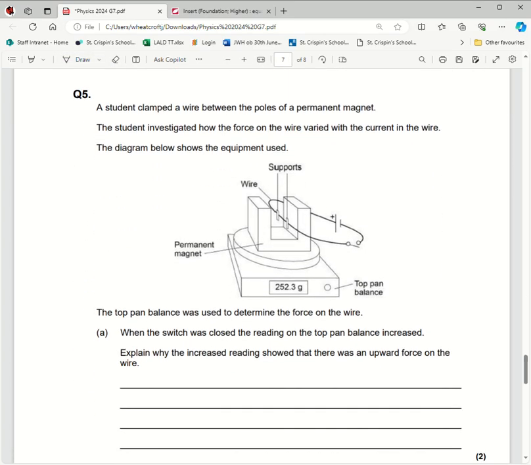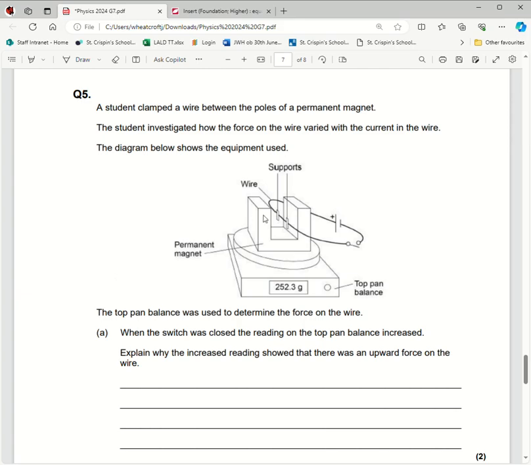Alright then, on to the last question. So it says a student clamped a wire between the poles of a permanent magnet. The student investigated how the force on the wire varied with the current in the wire. The diagram shows the equipment used. So we've got a top pan balance here, and it says that this was used to determine the force on the wire, and when the switch was closed, the reading on the top pan balance increased. Explain why the increased reading showed there was an upward force on the wire.